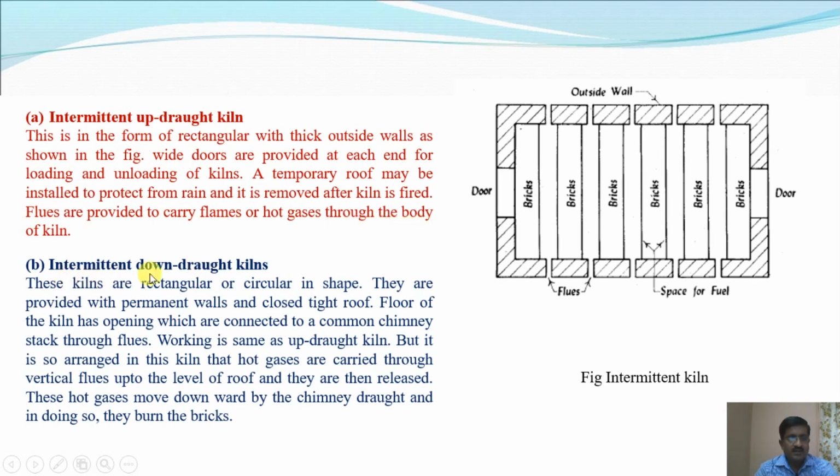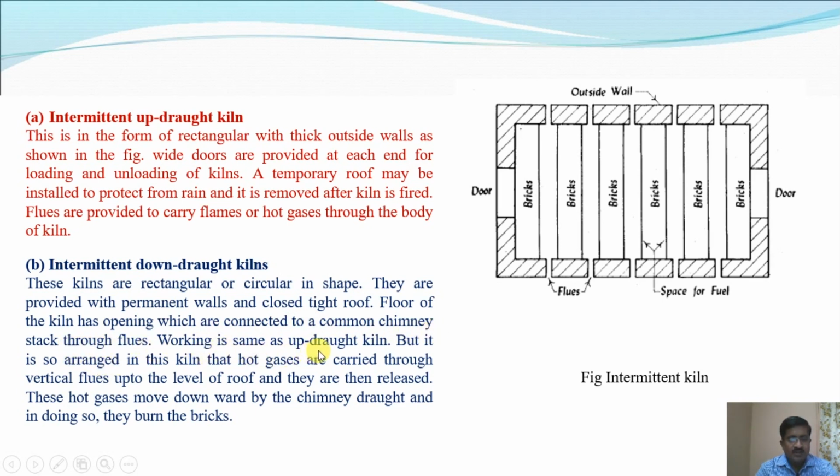Then the next one is the intermediate downdraft kilns. These kilns are rectangular or circular in shape. They are provided with permanent walls and a closed tight roof. The floor of the kiln has openings which are connected to a common chimney stack through flues.